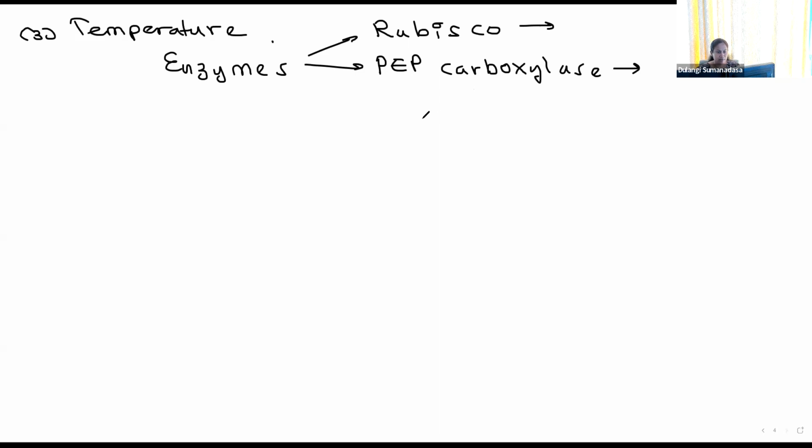Rubisco is the main enzyme for the Calvin cycle, right? Without the Calvin cycle, no glucose. So Rubisco needs to be present in every single plant. But PEP carboxylase is adapted to high temperatures and low humidity, so it's only going to be present in C4 and CAM, right? So when you're considering an enzyme, the main focus is always Rubisco.